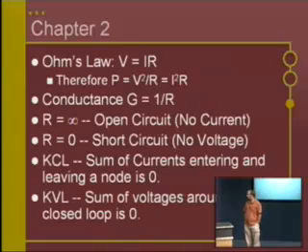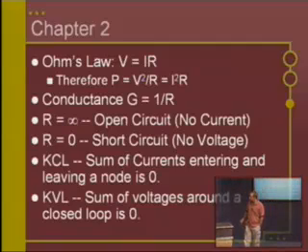KCL says that the sum of the currents entering and leaving a node is 0, or at least everything that's coming in goes out: the sum of everything going in equals the sum of everything leaving. And KVL says the sum of the voltages around a closed loop is 0. Those should be pretty comfortable by now.